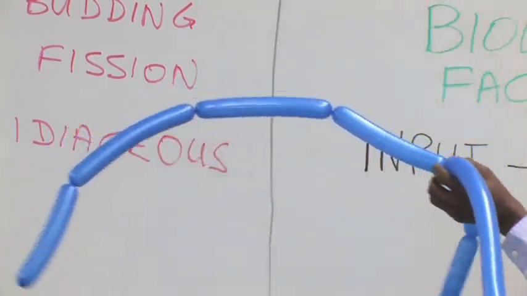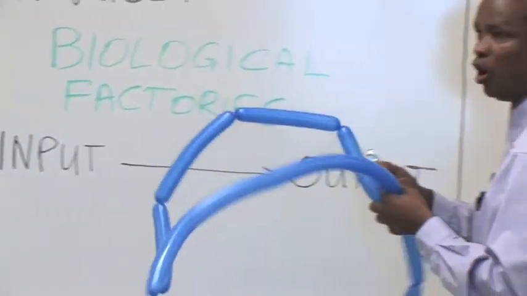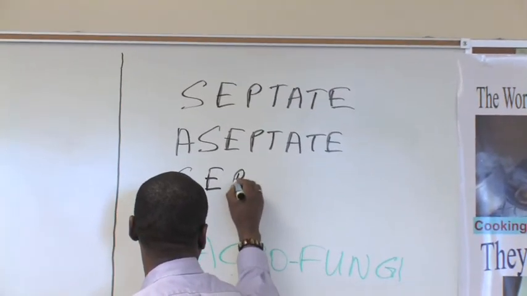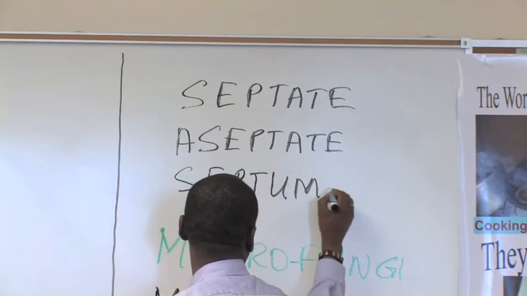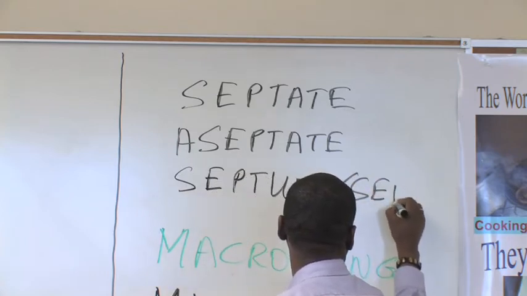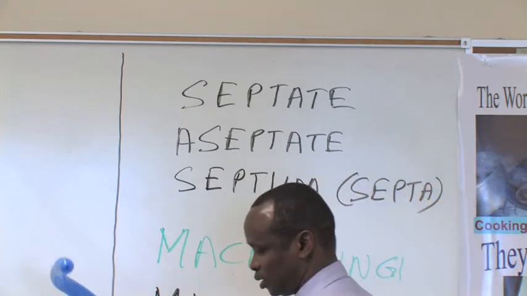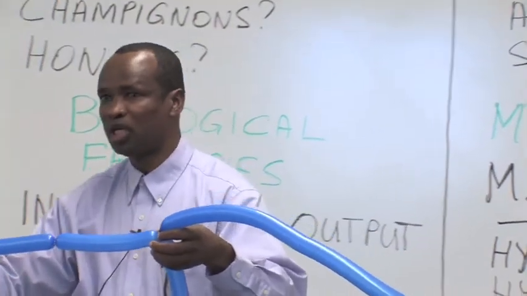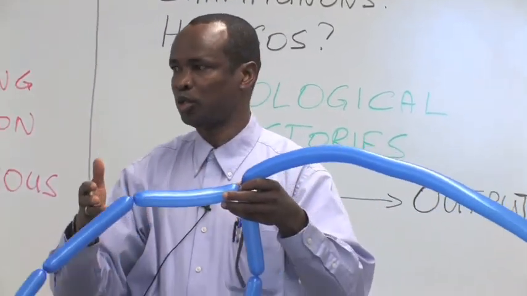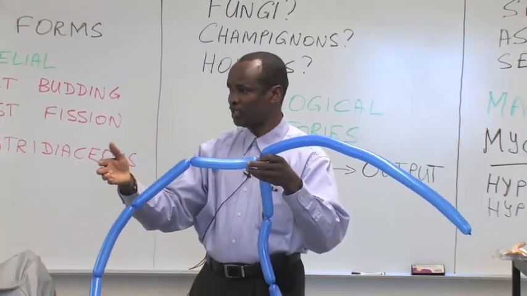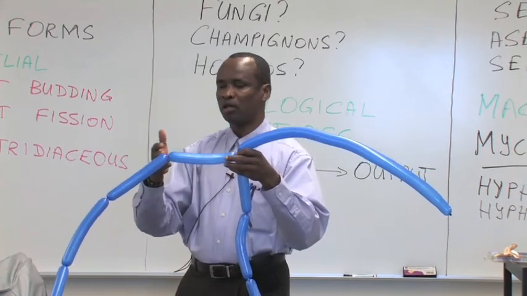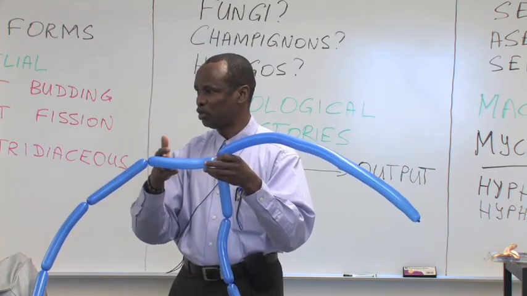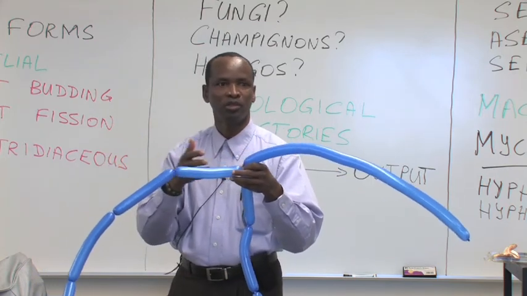So it would have a structure or wall, the dividing wall, called the septum, or septa. Those dividing walls, septum or septa, are very critical in terms of regulating the passage of cell-to-cell communication, movement of nutrients, and of nuclei.